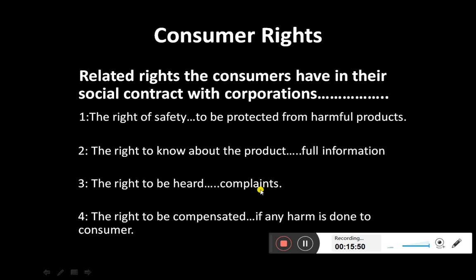Like Surf Excel, they conduct a survey: how satisfied customers are with the formula or the strength of Surf Excel. So you take the token inside the packet, you have to submit your suggestions, write them down on this piece of paper, and then submit it to the organizational PO box number.